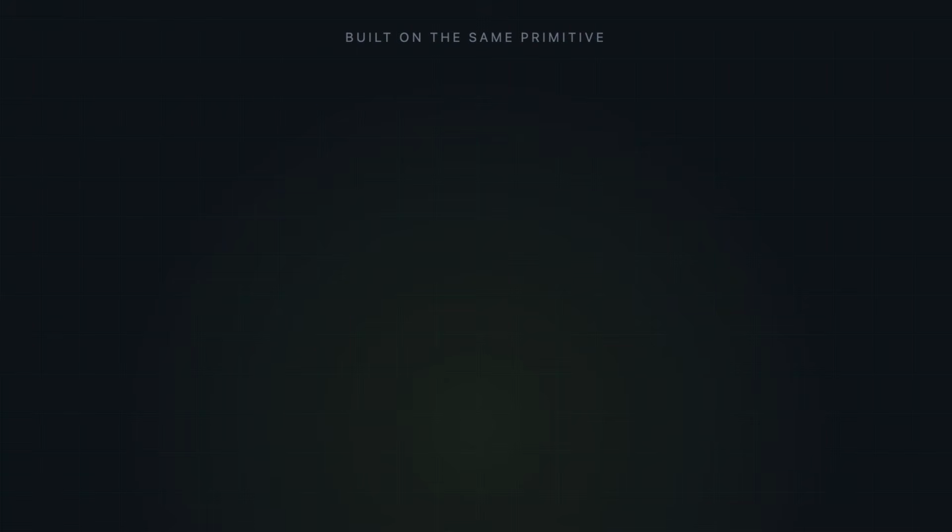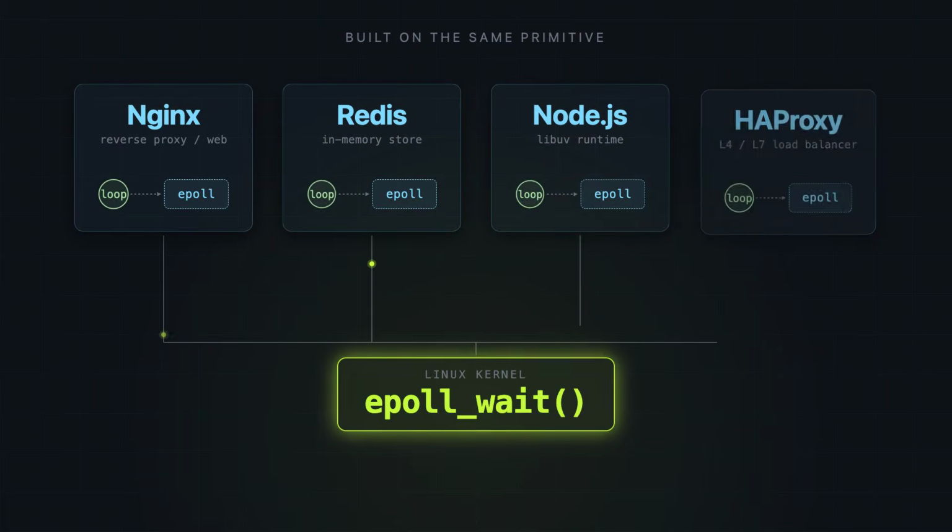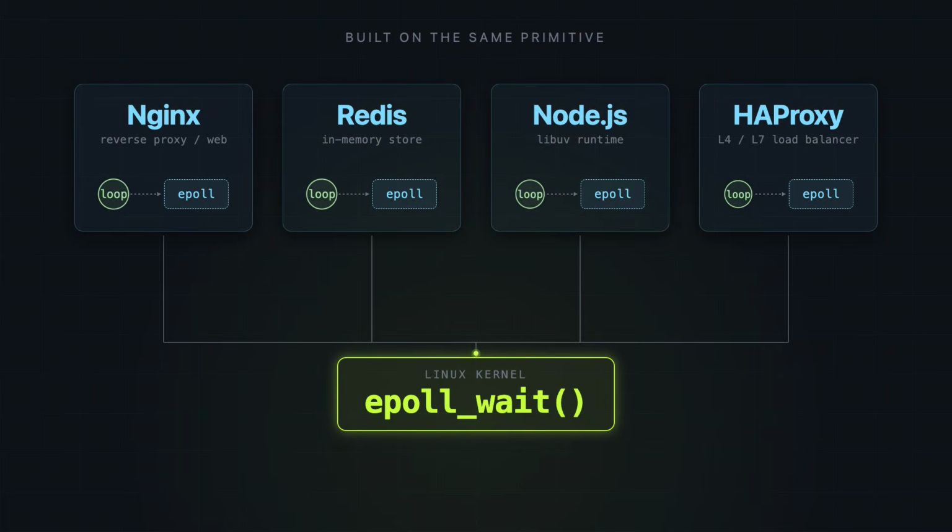This pattern isn't theoretical, and it isn't rare. Nginx is built on it, Redis is built on it, Node.js's libuv runtime is built on it, HAProxy, Envoy, the Go runtime's network poller, all the same idea. The languages differ, the user-facing APIs differ, but underneath the architecture is identical. A single OS thread, an epoll instance, an event loop driven by epoll_wait.